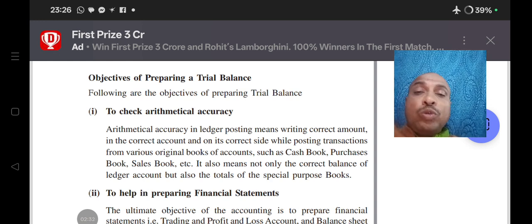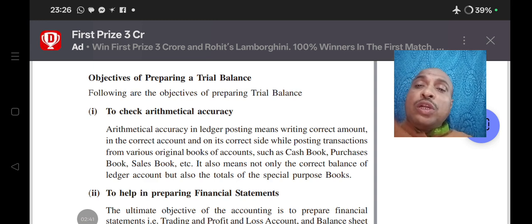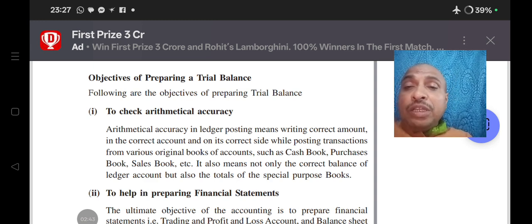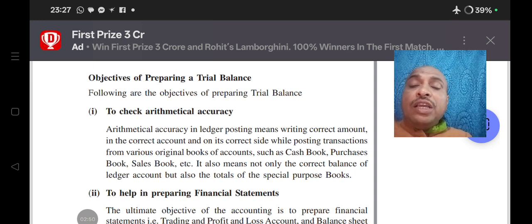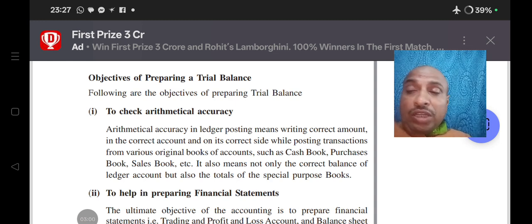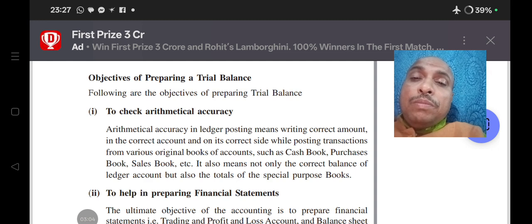मतलब कि अर्थमेटिक एक्यूरेसी इस तरह से चेक होती है कि जो ट्रांजैक्शन जिस अकाउंट से रिलेटेड होता है उसी अकाउंट में उस अकाउंट के सही साइड में सही फिगर से अगर हम लिखे हैं, इस तरह से कोई मैथमेटिकल मिस्टेक्स नहीं किए, फिर उसका टोटलिंग में भी कोई फॉल्ट नहीं किए हैं, तो मैथमेटिकली वो सही होगा और जो जाकर ट्रायल बैलेंस को भी मैचिंग करा देगा. तो ये अर्थमेटिकल एक्यूरेसी चेक करने के लिए ट्रायल बैलेंस को बनाते हैं.